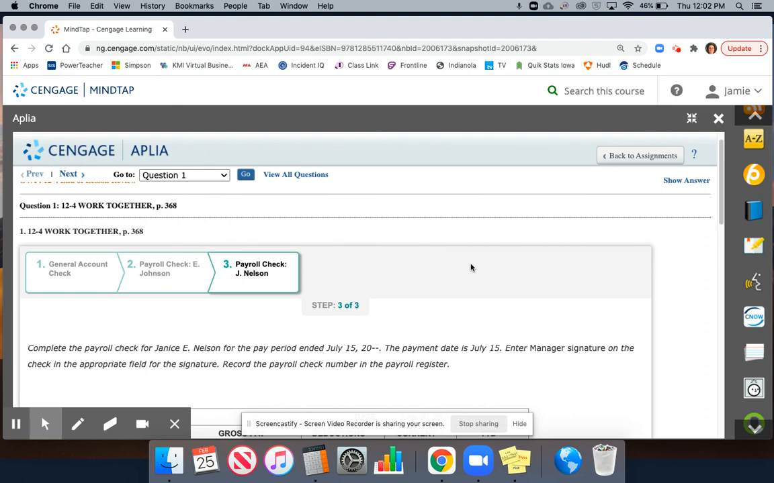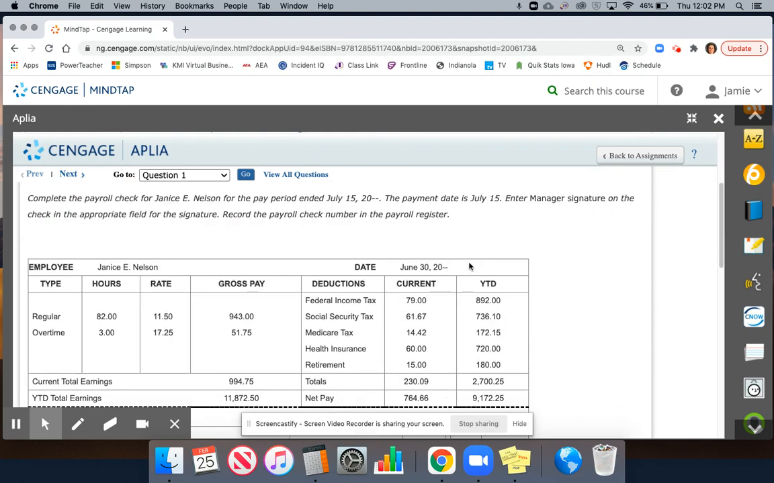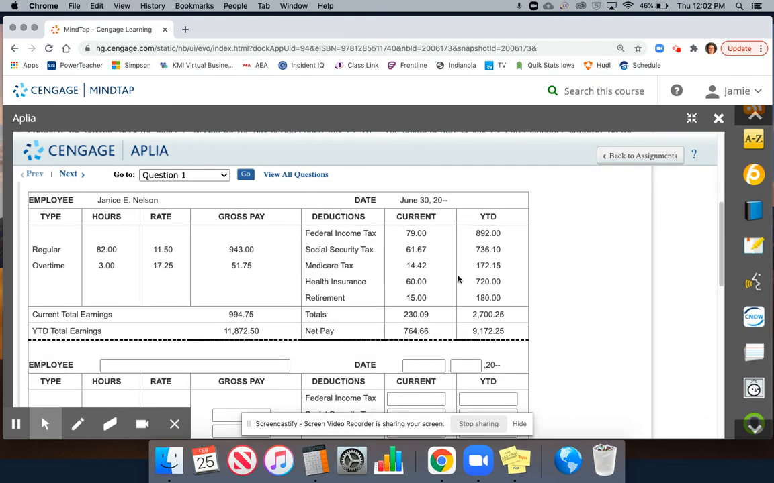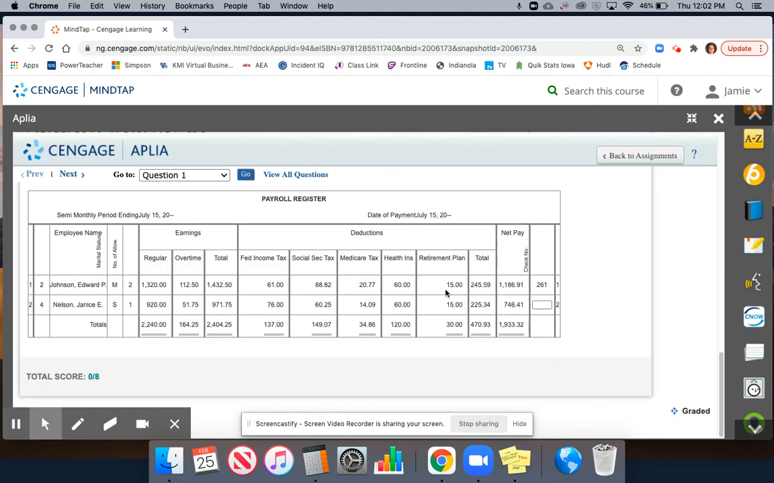And you will do the same steps for part 3 that we did for Edward for our other employee, Janice. And that is section 12-4.